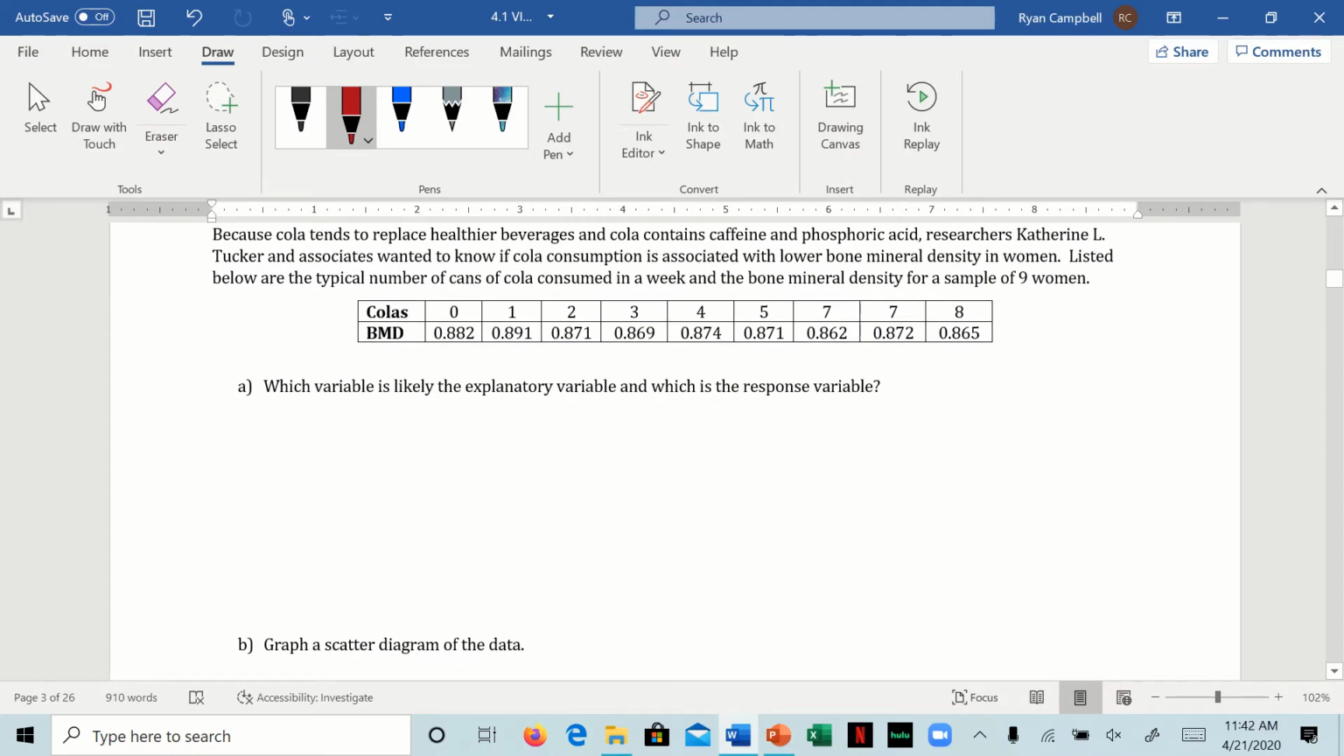So looking at this, what would we say is the explanatory variable? Which one would be the response variable? Would it make sense that cola could be an explanation of the bone mineral density, or that the bone mineral density could be an explanation of the cola? Now again, we don't know for sure, but if we had to guess, we would say that the explanatory variable would probably be the number of colas. The response variable would probably be the bone density, right?